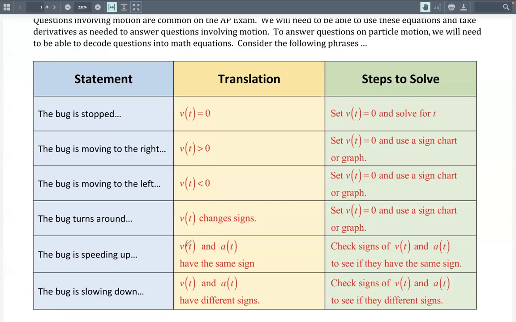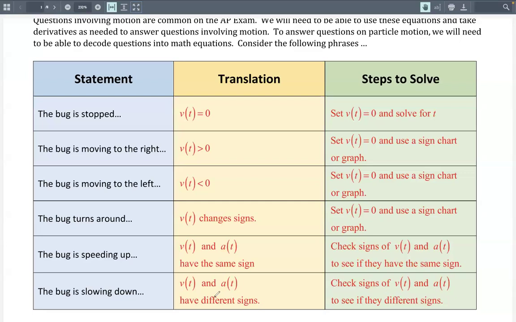Speeding up is when velocity and acceleration have the same sign. So think about the wind. If you're moving in one direction and the wind is helping you from behind, you're going to speed up. So that's like sympathetic, the same sign. But think about slowing down. Think about if you were walking one way and the wind is blowing the other way in your face, that would cause you to slow down. So that would be different signs. So think about like opposing forces. If you're trying to go one way, but some force is pulling you back the other way, you would slow down.